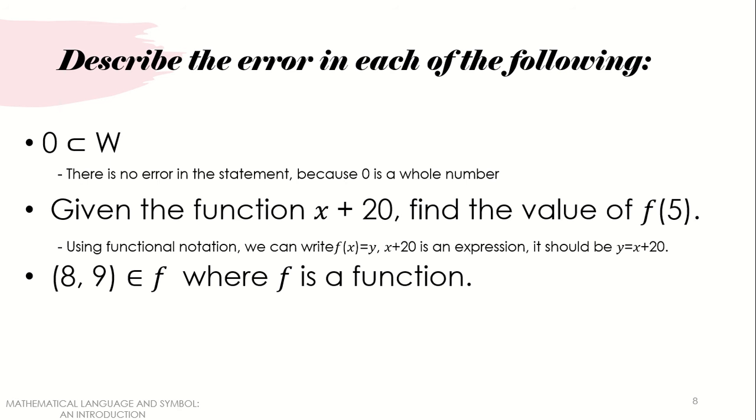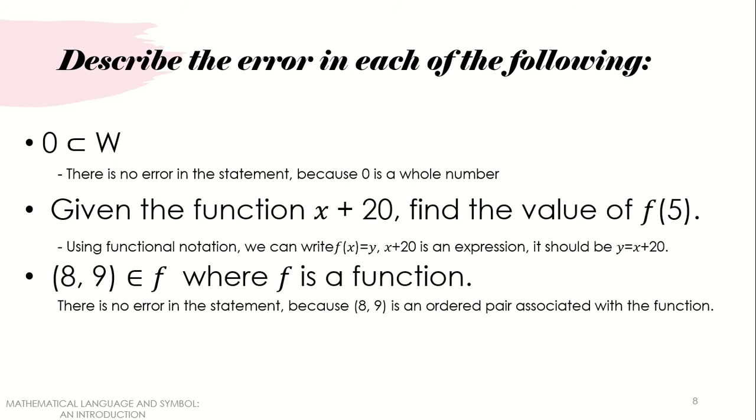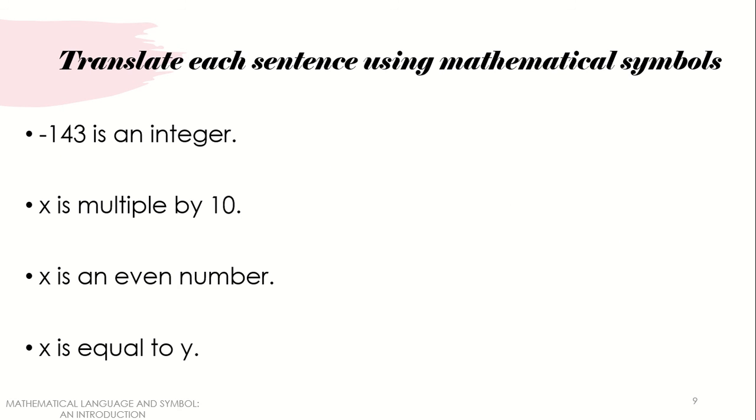Last. The ordered pair 8 and 9 is the element of function, where f is a function. Sabi, ang 8 at 9 daw ay ordered pair. Meaning to say, x is equals to 8, then y is equals to 9. Ano ba yung function na yan? May mali ba dito o wala? There is no error in the statement because 8 and 9 is an ordered pair and it is associated with the function.